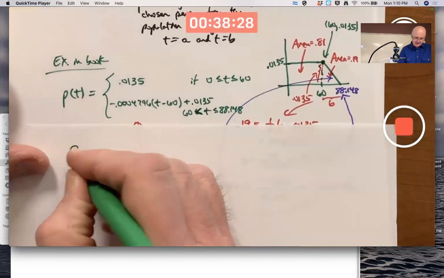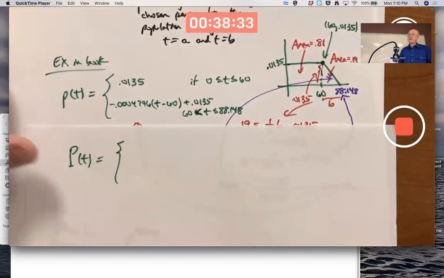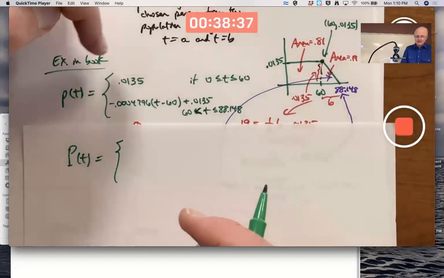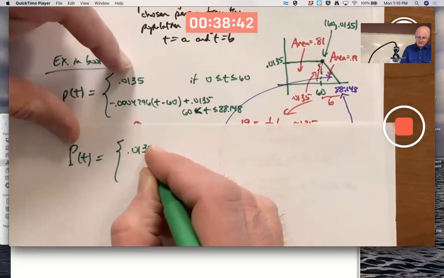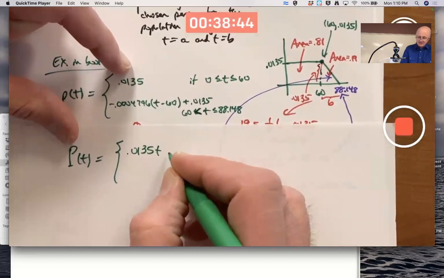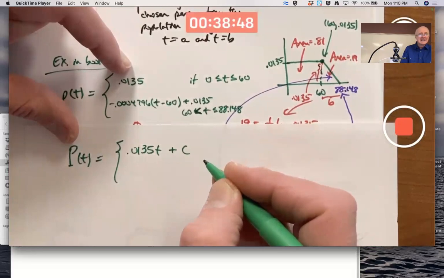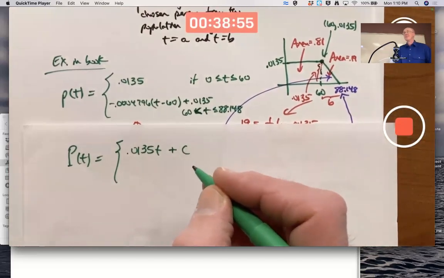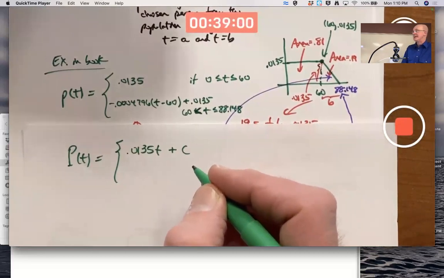Capital P of t, I guess, is going to be a piecewise function as well. When t is between 0 and 60, integrate that part, you'll get 0.0135 t plus c. Any c? Not any c. We want a particular value c. Does anybody have a guess as to what this c should be?